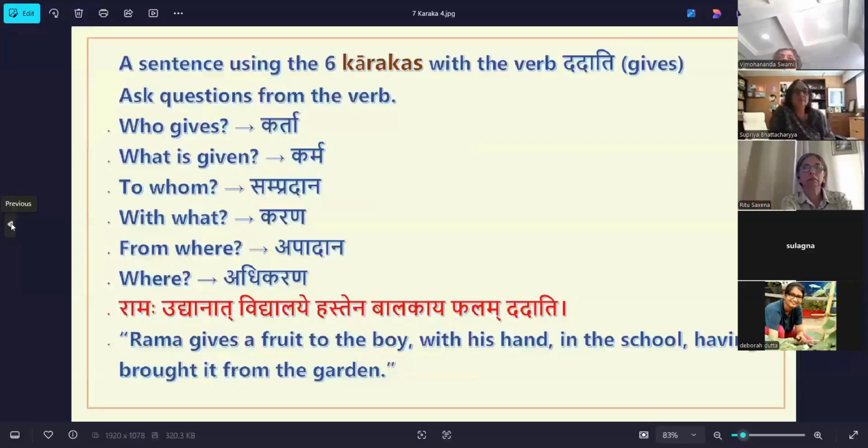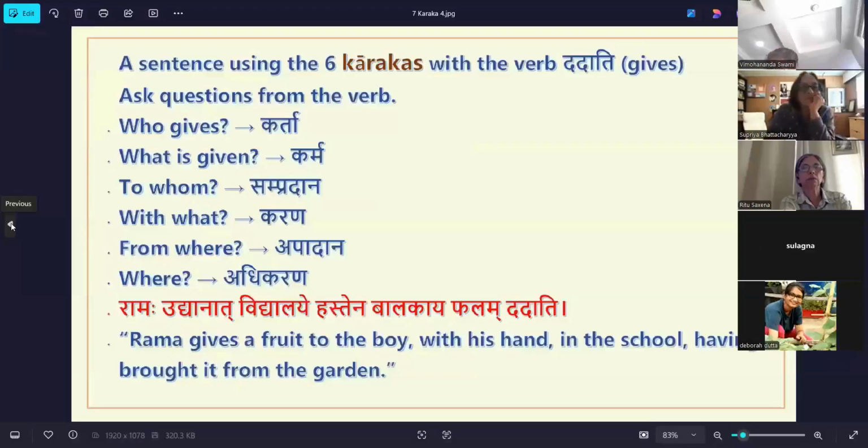Suppose the action involved is giving. You ask who is giving. He is the karaka. What is given? That is the karaka. To whom it is given? Sampradana. With what it is given? Tritiya. Sampradana is mentioned fourth. This is the fourth actually. Tritiya is karana. So don't memorize just by order, know the meaning. Karana means instrument. Instrument is in Tritiya. From where? Apadana is the fifth. Where? Adhikarana. Only here the order is reversed.